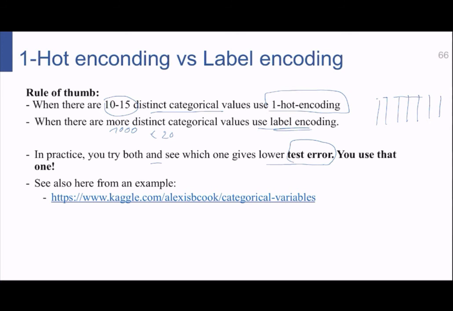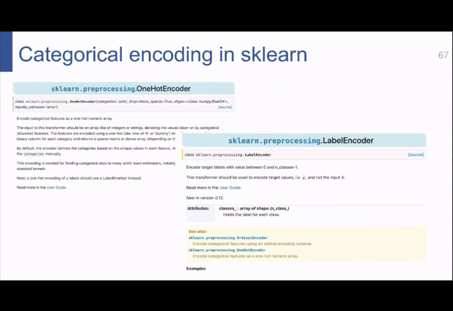If you want to see an example of this, you can have a look here in Kaggle, how to handle categorical variables. Again, for categorical encoding in sklearn, you can use two functions, OneHotEncoder or LabelEncoder, and this is going to solve your problem.